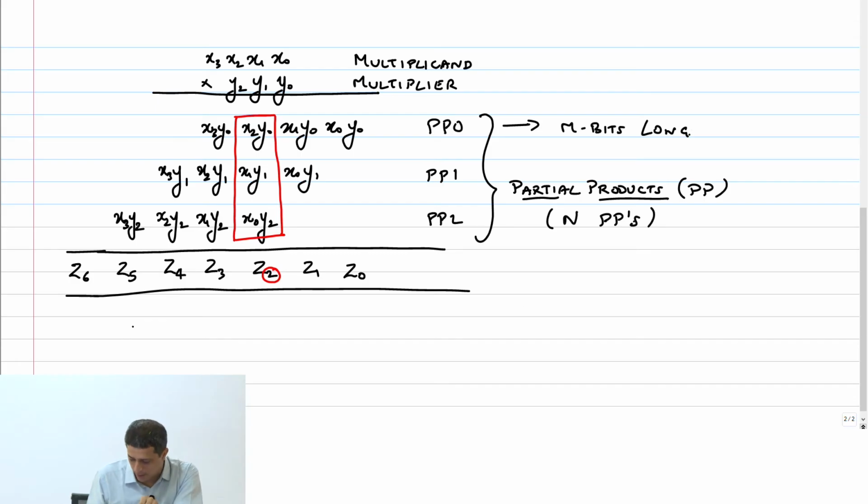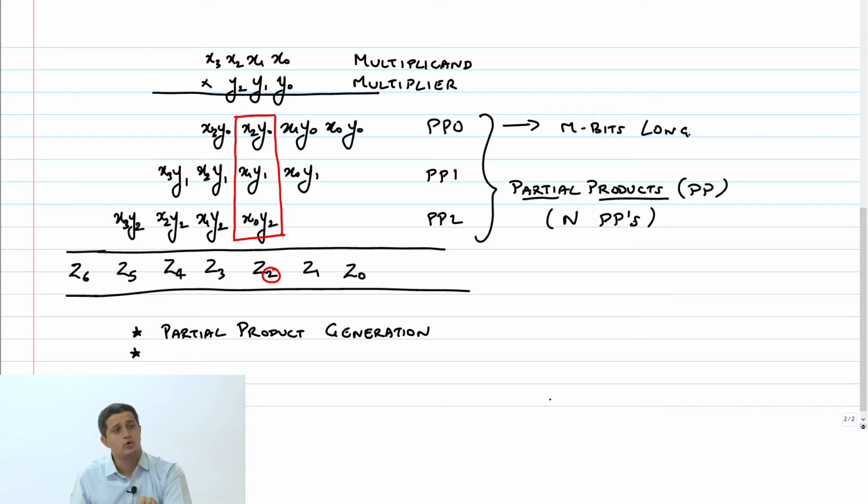So in order to perform multiplication, you need to do the following tasks. One is partial product generation. Then you need to do partial product shifting. You got to shift and add. This is one more operation that needs to be done. Third operation is partial product accumulation.